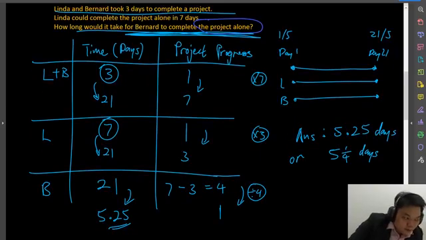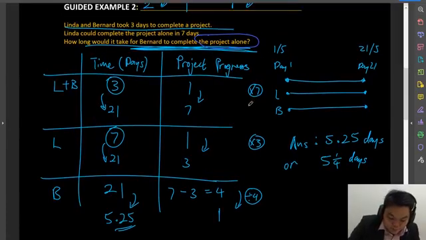Can I scroll down a bit? Okay, let me zoom out a bit. Okay. Yeah, 5.25.